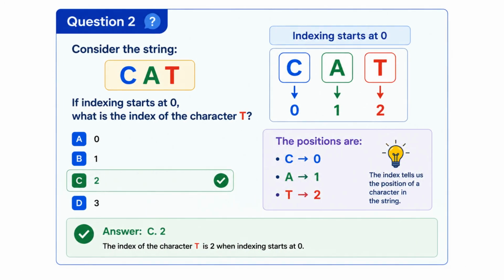Now, let's look at question 2. Consider the string cat. If indexing starts at 0, what is the index of the character t? Remember, in many programming languages, indexing begins at 0, so C is at index 0, A is at index 1, and T is at index 2. Therefore, the correct answer is C, 2. Remember, the index tells us the position of a character inside a string, and the first character is usually at index 0.